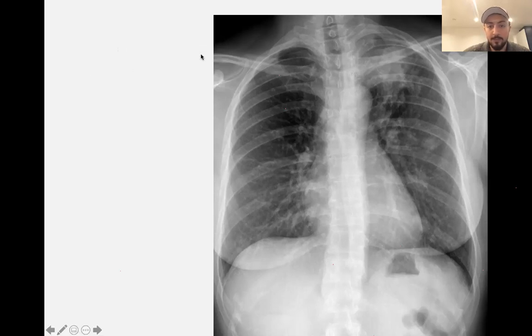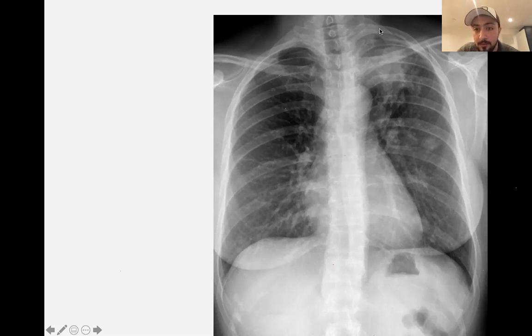Okay, no problem. So this patient, well, first of all, if we start with the rotation, you can see the spinous process is in the middle. Actually, it's slightly rotated to the left. I mean, the spinous process is close to the left side. Maybe it's slightly closer to the left clavicle, so it is slightly rotated to the right side, and the penetration is adequate. Inspiration is adequate as well.